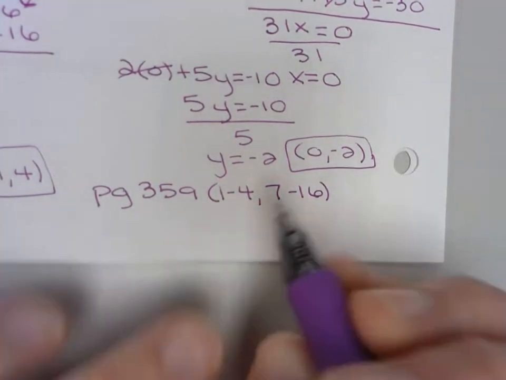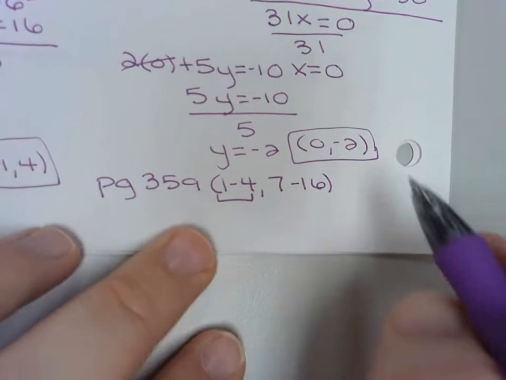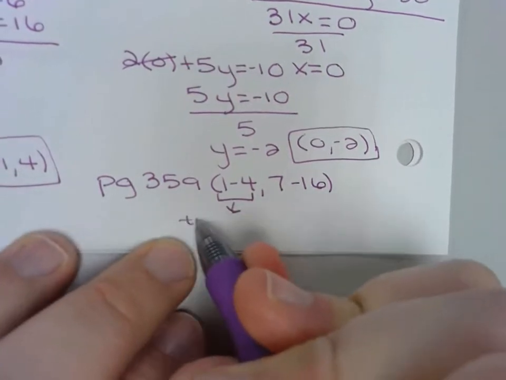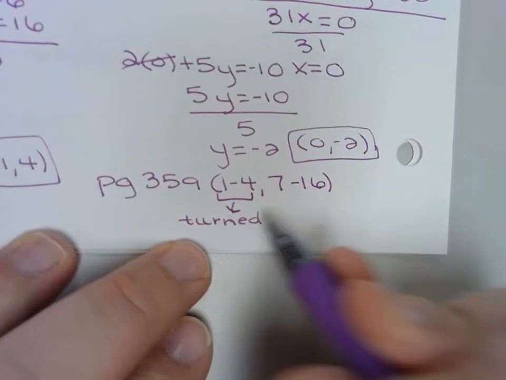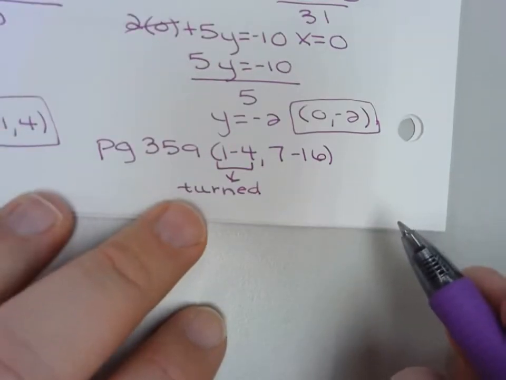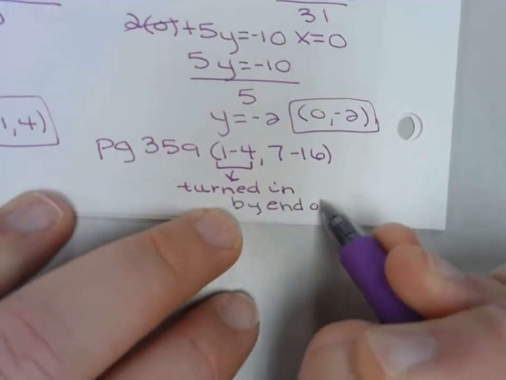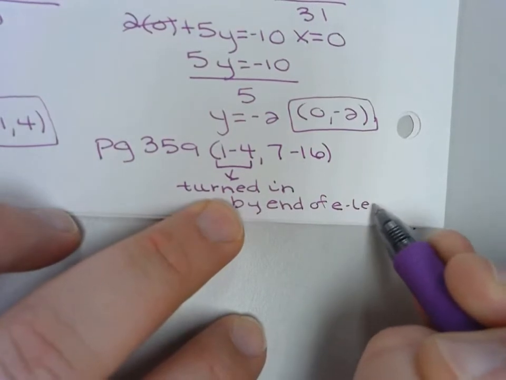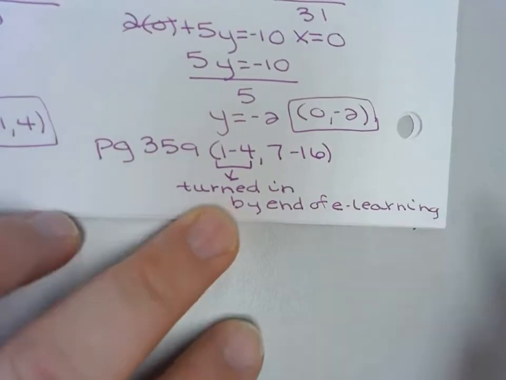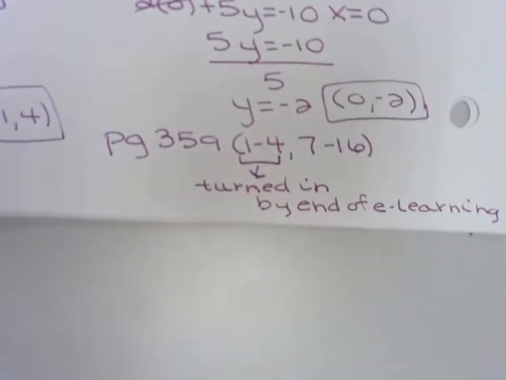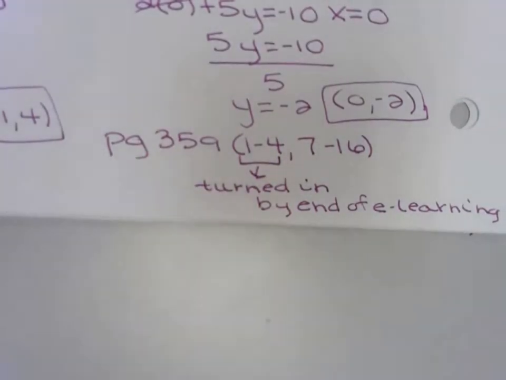So what you need to do, 1 through 4 need to be done on a separate sheet of paper, and these need to be turned in to either Mrs. Glassford or Mrs. Foster, turned in by end of e-learning. So you're going to do those on 2 separate sheets of paper. So 1 through 4, you're going to start the assignment, you're going to do 1 through 4. That's going to be done on 1 sheet of paper. You're going to turn 1 through 4 on a separate sheet of paper into Mrs. Glassford or Mrs. Foster by the end of e-learning.